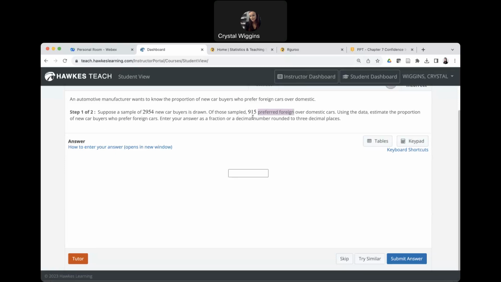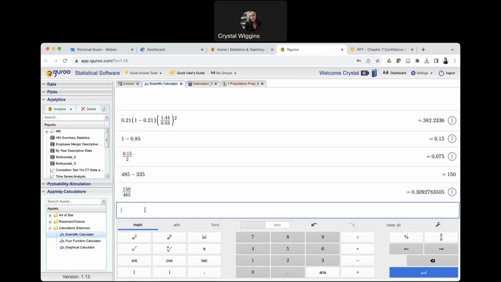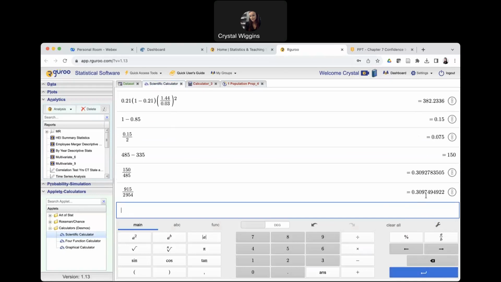We already have it. And in order to estimate our point estimate, we're going to take our part of 915 and divide it by our whole sample size of 2,954. So if I come over here to my scientific calculator, I'm simply going to put my part over the whole. So my part is 915, my whole is 2,954. And that gives me a sample proportion very close to my last one. Wow, I almost thought I did this wrong. This was 0.3092 and this one's 0.3097, super close.